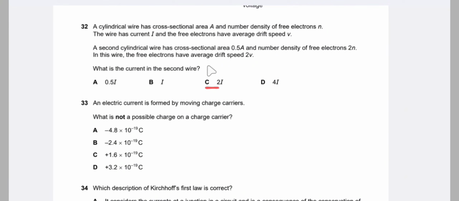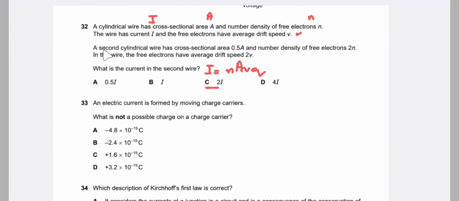Question number 32. We can use the formula I is equal to NAVQ, where N is the number density, that is the number of free electrons per unit volume, A is the cross-sectional area, V is the velocity, and Q is the charge. A cylindrical wire has a cross-sectional area A. The number density of the free electron is N. The wire has a current I. And the free electrons have average drift velocity V.